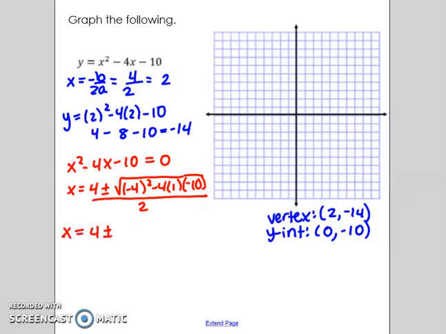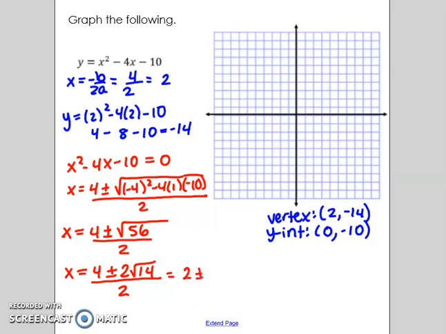So if we go to simplify this, we end up with 4 plus or minus the square root of 56 over 2, which can simplify. The square root of 56, we can break that down, and we end up with 2 square root 14. So you can use your factor trees to break that down. Think about the perfect squares that are within 56. And then we can simplify everything by 2. So we end up with 2 plus or minus the square root of 14.